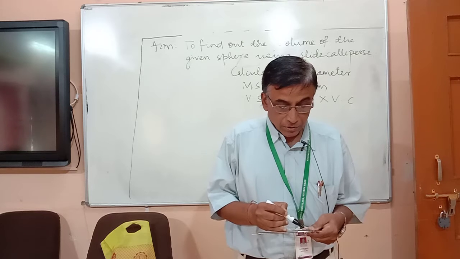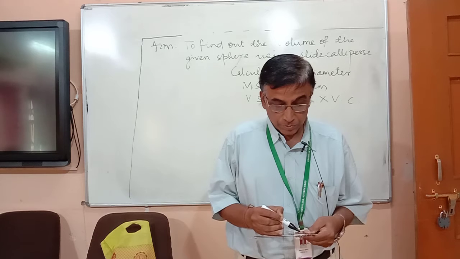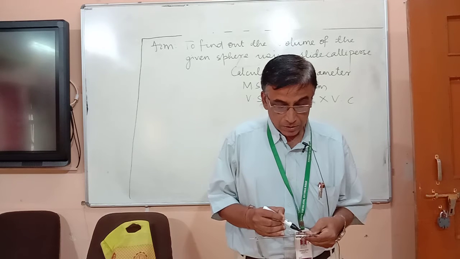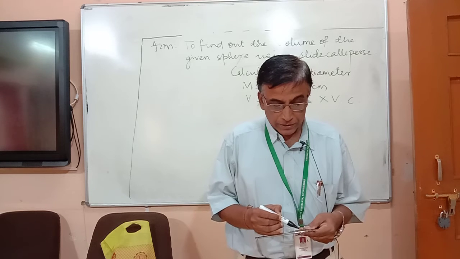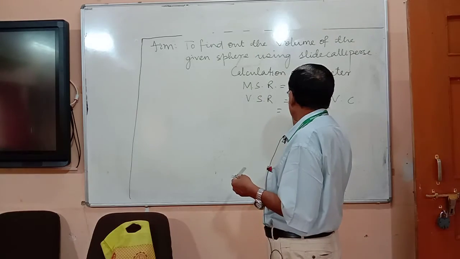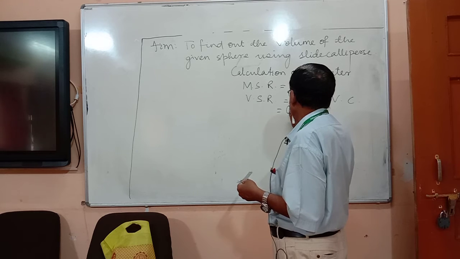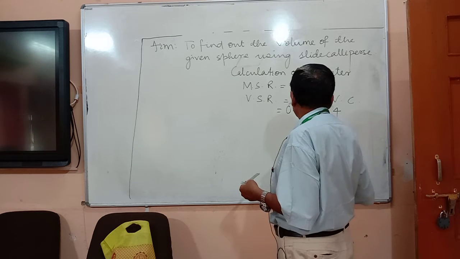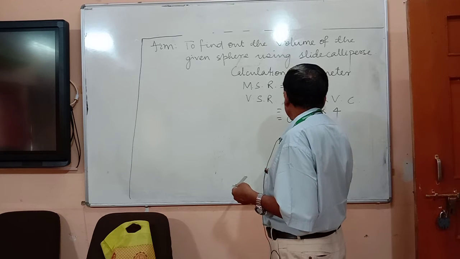In your vernier scale you just find out 1, 2, 3, 4, fifth one. No, fourth one. 1, 2, 3, 4. The fourth one of the vernier scale is coinciding with the main scale reading. So the least count is 0.01 cm into 4 is your vernier coincidence. That is equal to 0.04 centimeter, which is your VSR.